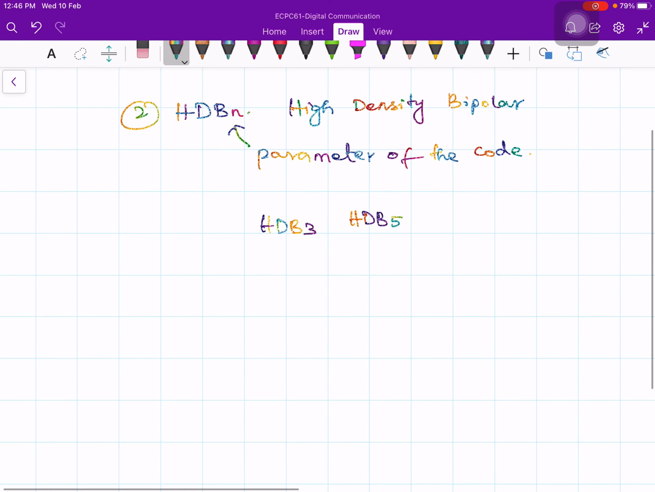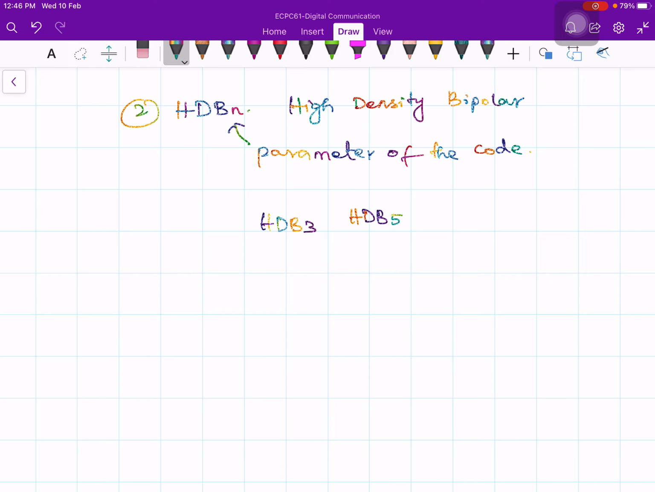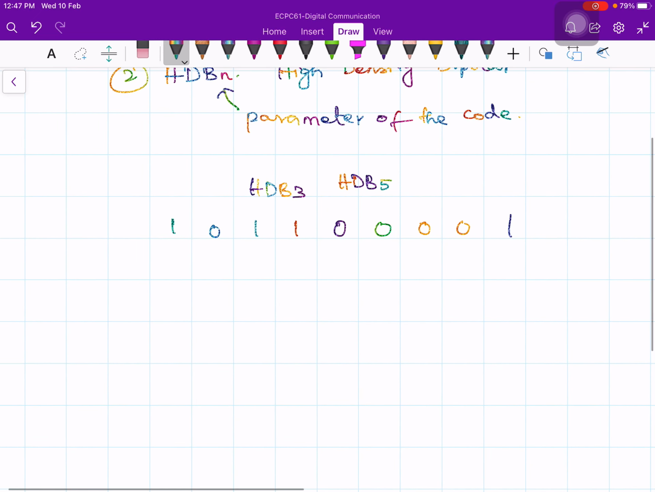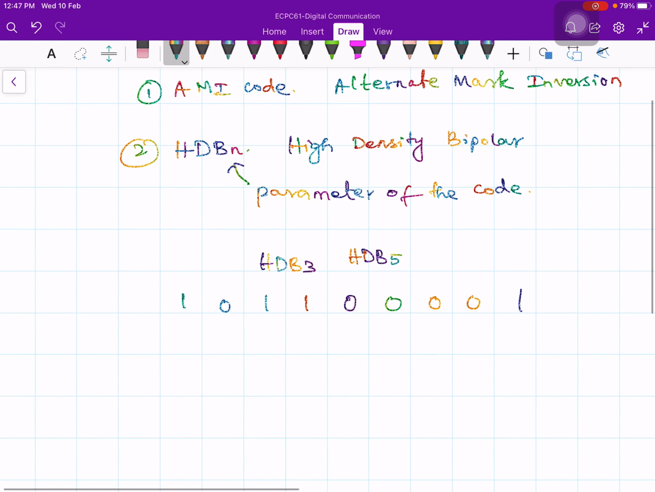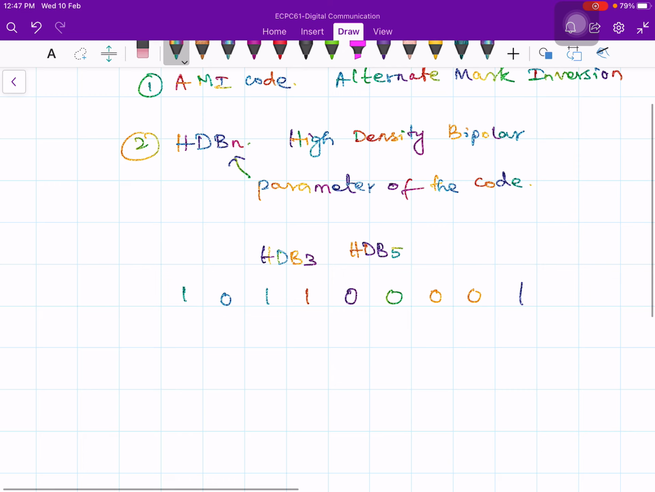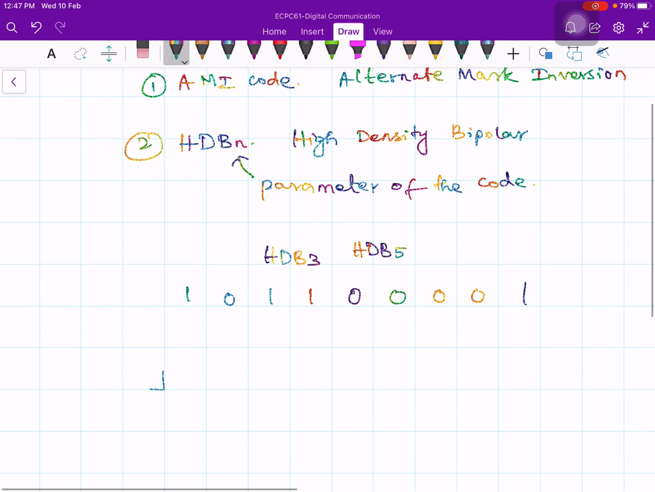So let me take the sequence as follows: 1 0 1 1, then continuously 4 zeros like this, and then 1. Now let me draw for this AMI, alternate mark inversion. So in this method, 1 is represented by a positive pulse, and 0 is denoted by 0 like this, and the next one will be not like this positive pulse. What you do, you represent by the negative pulse.